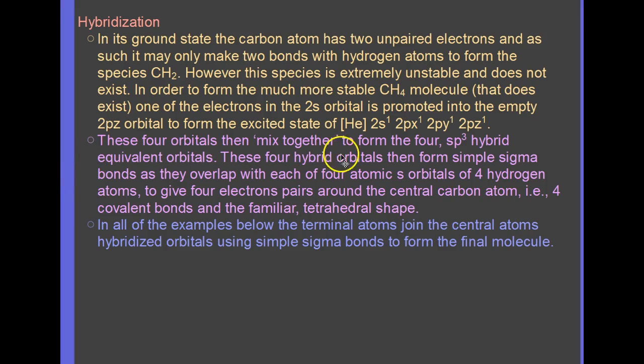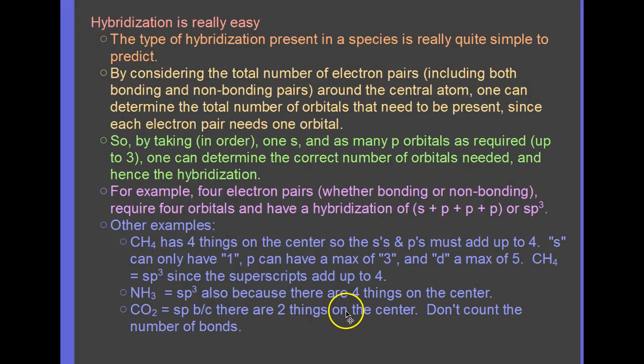These 4 orbitals then mix to form the 4 sp3 hybrid equivalent orbitals. These 4 hybrid orbitals then form simple sigma bonds as they overlap with each of the 4 atomic s orbitals of 4 hydrogen atoms to give 4 electron pairs around the central carbon atom, forming 4 covalent bonds in the familiar tetrahedral shape. In all the examples below, the terminal atoms join the central atom's hybridized orbitals using simple sigma bonds to form the final molecule.